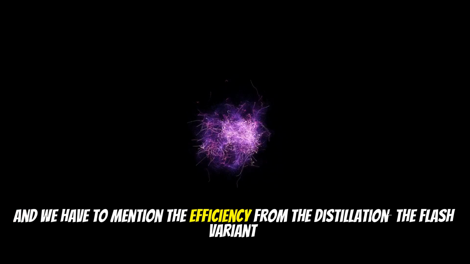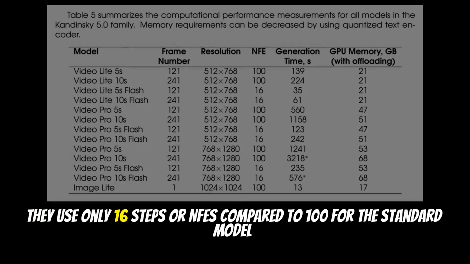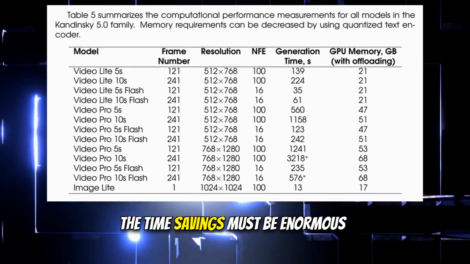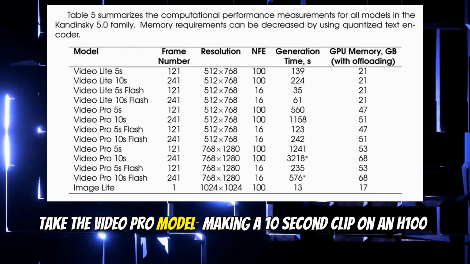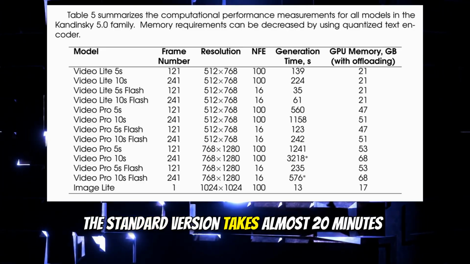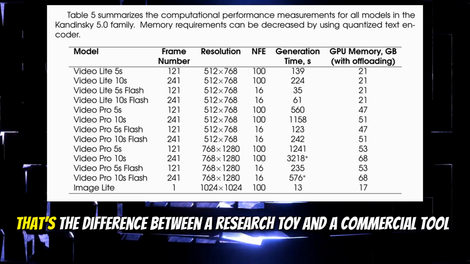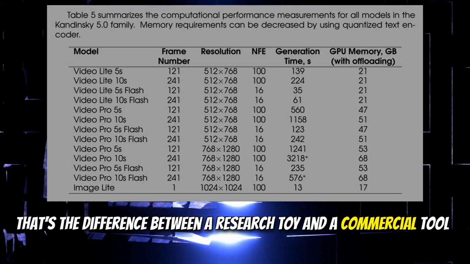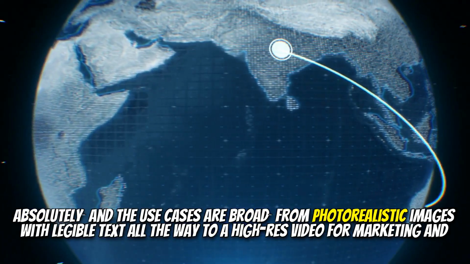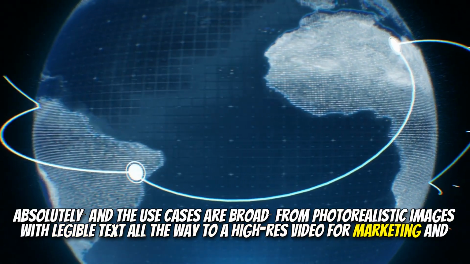And we have to mention the efficiency from the distillation, the flash variant. Oh yeah, those are huge. They use only 16 steps, or NFEs, compared to 100 for the standard model. The time savings must be enormous. Take the Video Pro model making a 10-second clip on an H100. The standard version takes almost 20 minutes. The flash version cuts that down to just about 4 minutes. That's the difference between a research toy and a commercial tool. Absolutely. And the use cases are broad, from photorealistic images with legible text all the way to high-res video for marketing and creative work.